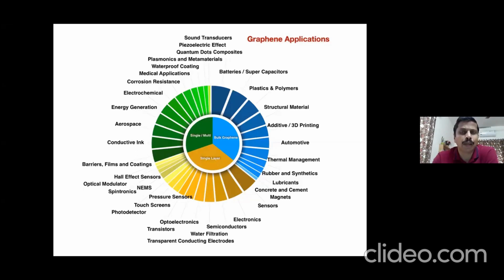You can see it starts from batteries to supercapacitors, plastics to polymers, structural materials, additives for 3D printing, automotives, thermal management systems, rubber and synthetic applications as fillers, lubricants, concrete and cement, magnets, sensors, electronics, semiconductors, water filtration, transparent conductive electrodes, optoelectronics, transistors, pressure sensors, touch screens, photodetectors, spintronics, NEMS, Hall effect sensors, barriers, films, and coatings, conductive inks, aerospace, energy generation, corrosion resistance, medical applications, waterproofing, plasmonics, quantum dot composites, piezoelectric transducers or sound transducers, sonics.